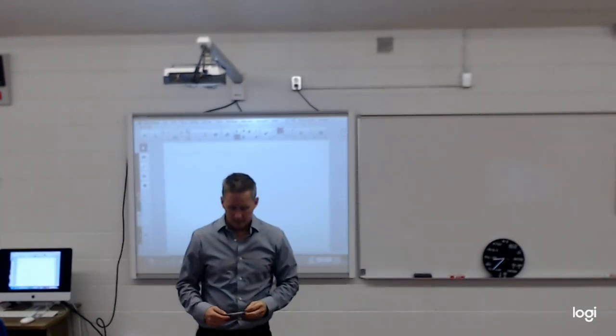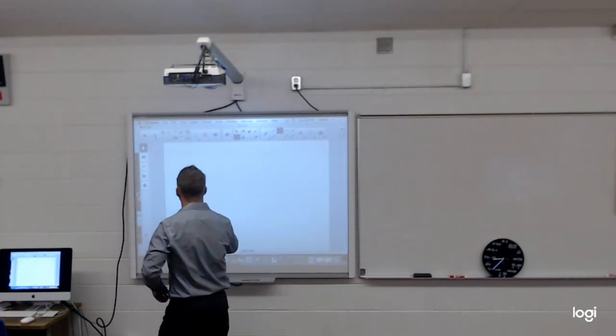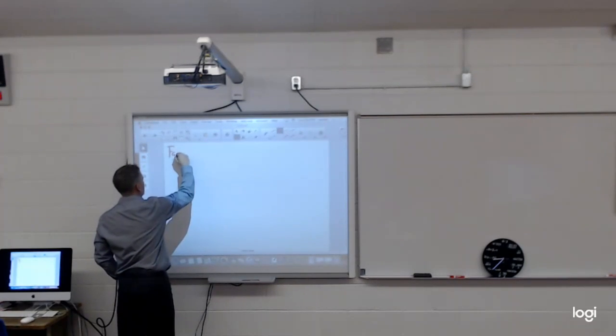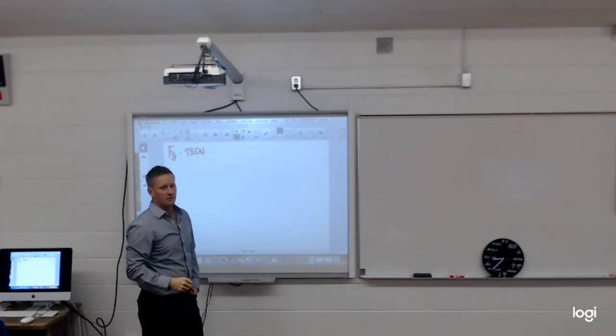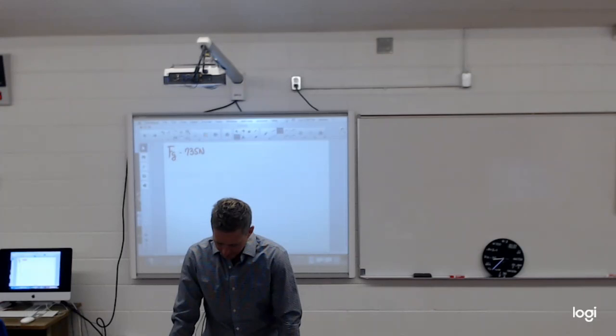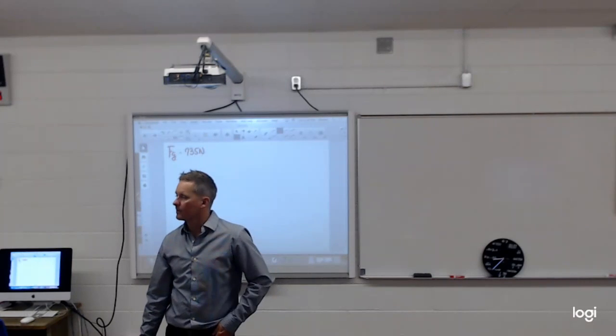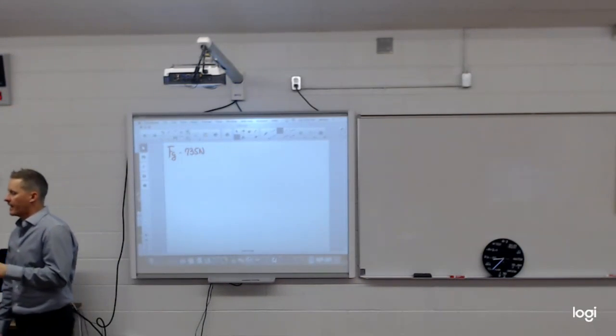B says, now remember, the force of gravity doesn't change. So let me write that down. Force of gravity is still 735 newtons, because it's his mass times the acceleration of gravity. Now it says the elevator is moving upward with a uniform acceleration of 2 meters per second squared. So now we have to calculate the tension.